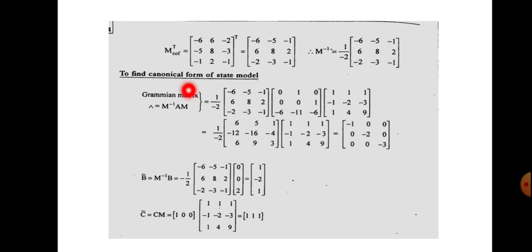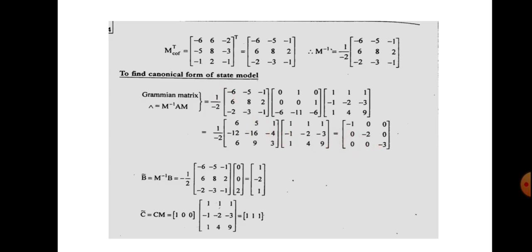To find the canonical form of the state model, first you need the Gramian matrix M inverse AM. So M inverse you have found, this is the matrix, and A is obtained from the system equation, from the question, and M we have calculated already. So you can find the multiplication of these terms by simple matrix multiplication. So you will get the answer like this.